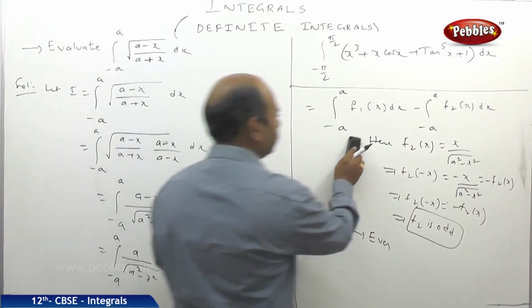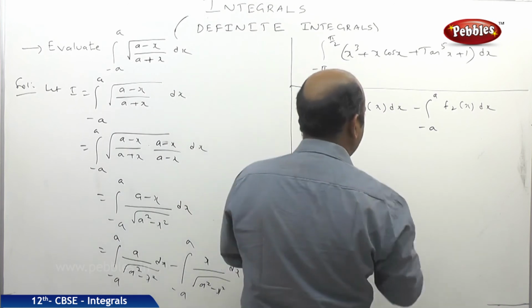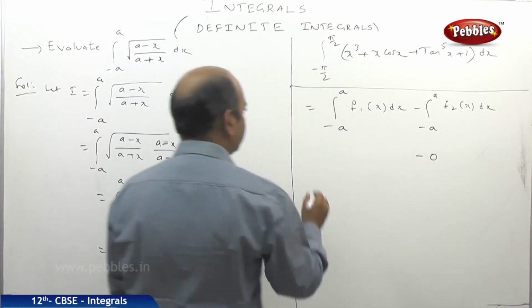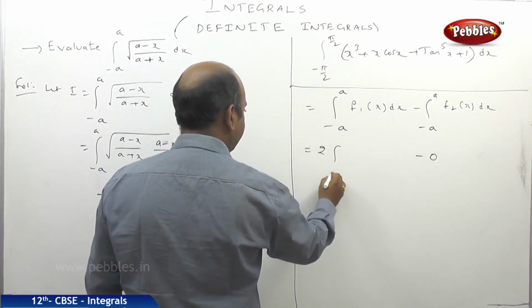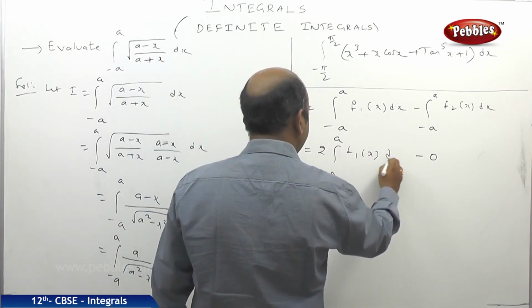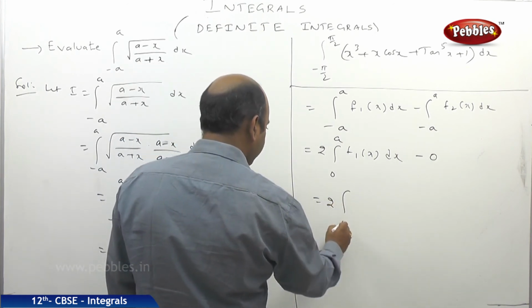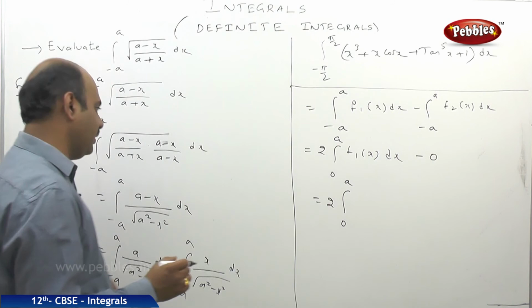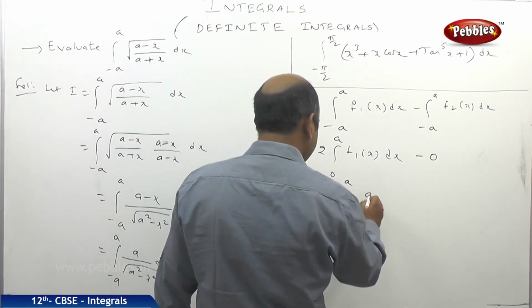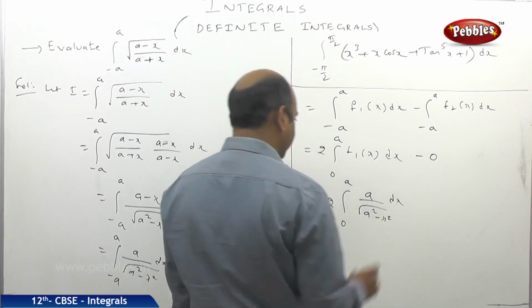Right, I am erasing now. Later, this part will become 0 and this will become integral of 0 to a f1 of x dx by the property. So 2 into integral of 0 to a f1 means I can write as a by under root of a square minus x square dx.